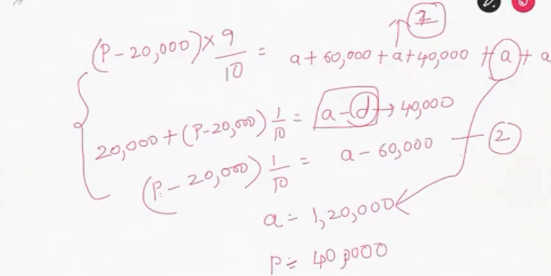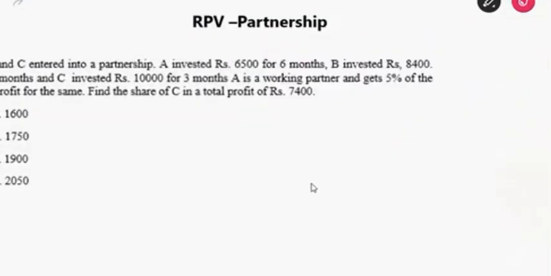Now next question. A, B, C entered into a partnership. A invested rupees 6,500 for 6 months, B invested rupees 8,400 for 5 months, and C invested rupees 10,000 for 3 months. A is a working partner and gets 5% of the total profit for the same. Find the share of C in the total profit of 7,400.